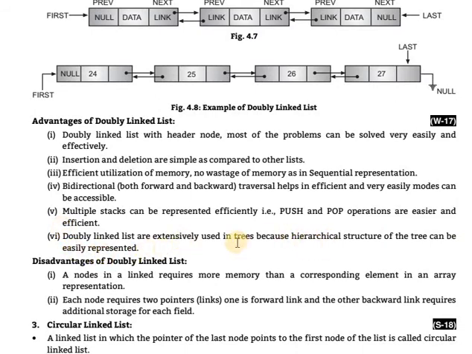We use it for hierarchical structures because there we want to go forward and also move backward, which is possible in a doubly linked list, so it is easily represented. Disadvantages: a node in a linked list needs more memory than a corresponding element in an array representation, because in an array there is only one field, while here there are three fields. Each node requires two pointers, one forward link and one backward link, so additional storage is required for each node.